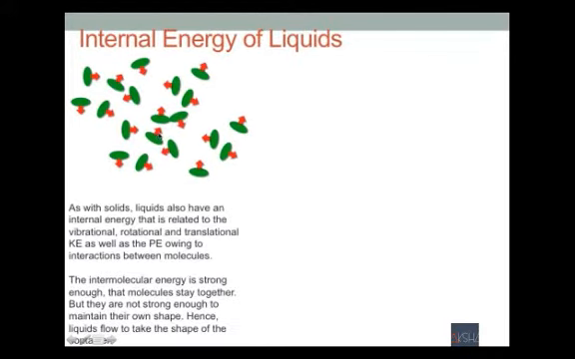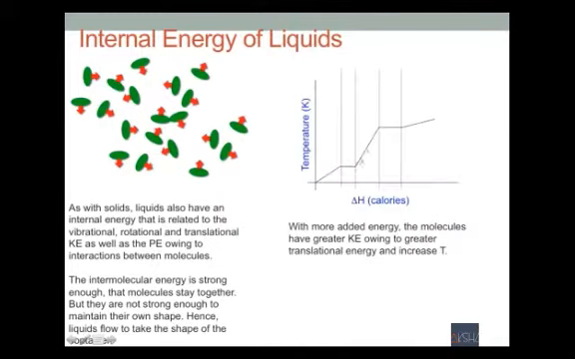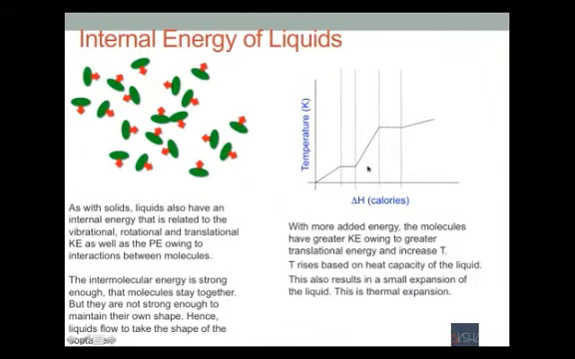With liquids, in addition to an internal energy that's related to vibration and rotation, they also have translational kinetic energy. In addition, they have potential energy based on interactions between the molecules. The intermolecular energy is stronger than in a gas, and it allows the molecules to stay together in the liquid phase. The molecules have greater kinetic energy owing to greater translational energy. As heat is added to the system, temperature rises depending on the heat capacity of this liquid. There's also a small but significant expansion of the liquid with rising temperature. Again, this is given by the thermal expansion coefficient at constant pressure.